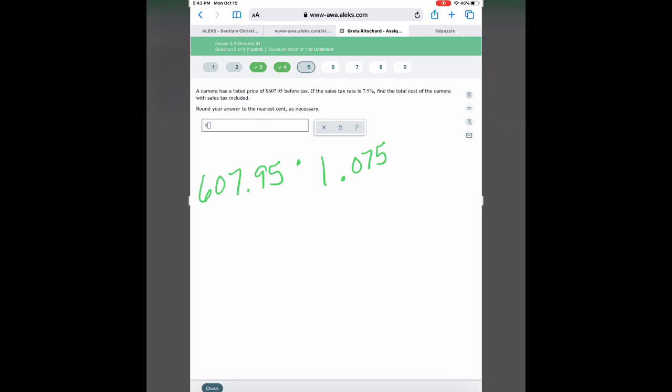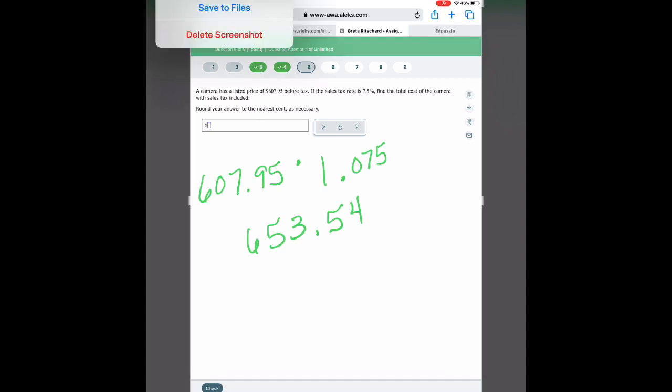And that would be 653.54. We're not going to round up on this one. 653.54.